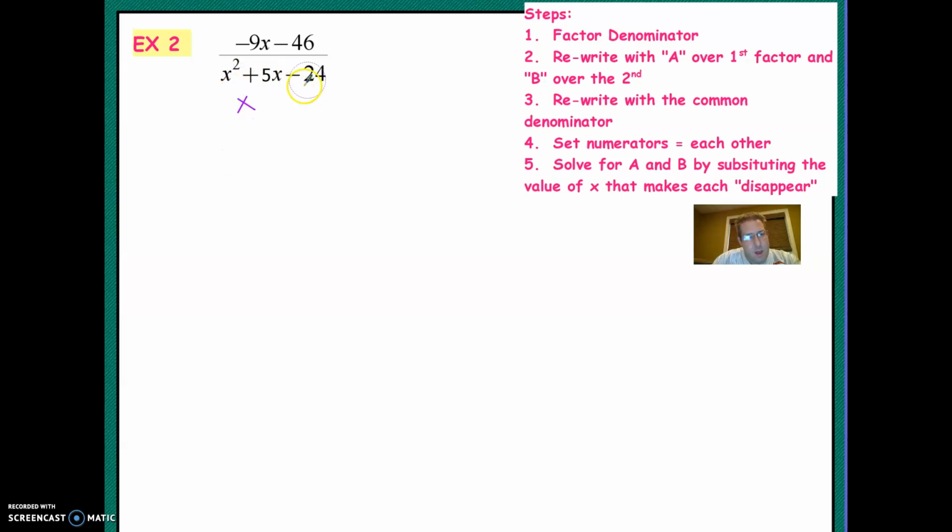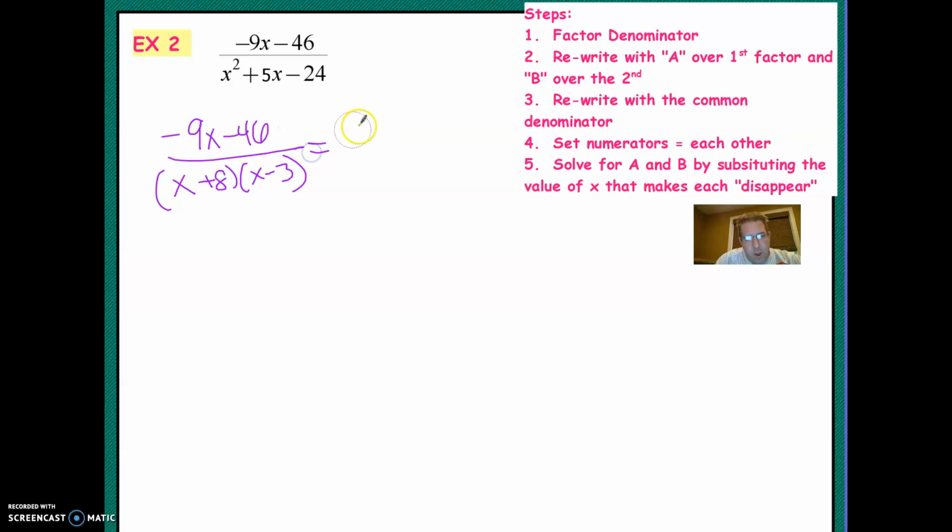So we have x, two numbers that give you 24 and also add up to 5. That would be x plus 8, being multiplied by x minus 3. I gotta fix this pen problem. I think I got the pen working now. So we've got -9x minus 46 over, this is once again factorable. This is x plus 8 times x minus 3. 8 times -3 and 8 plus -3, it works.